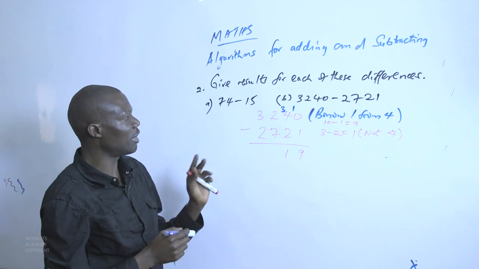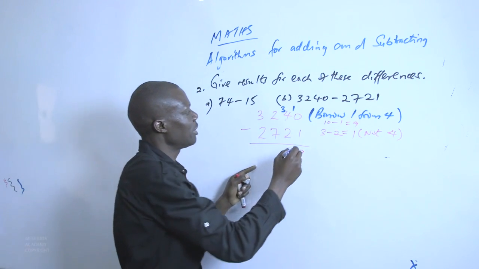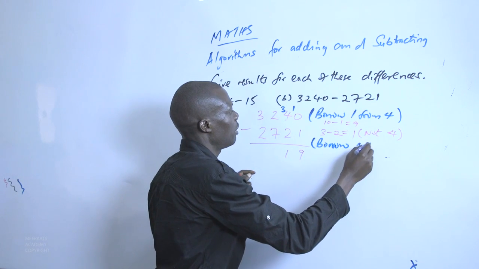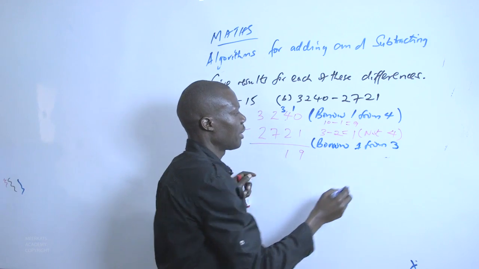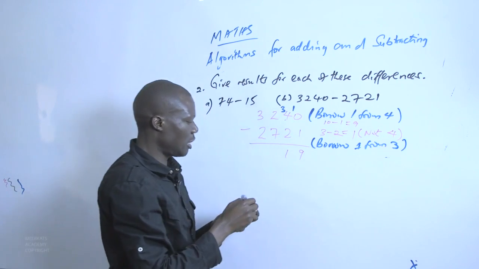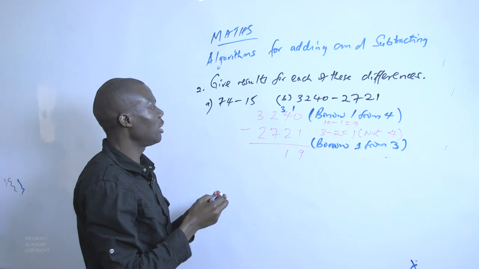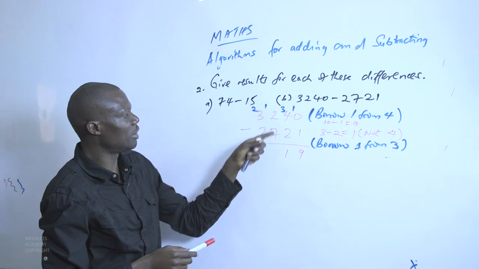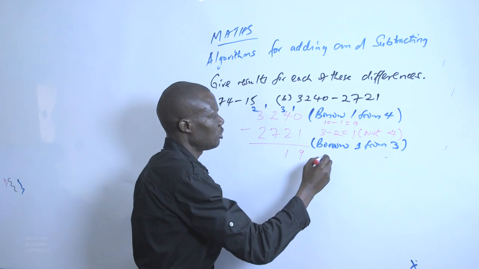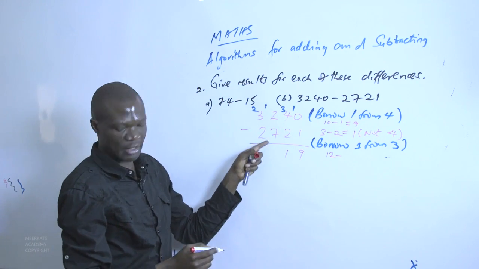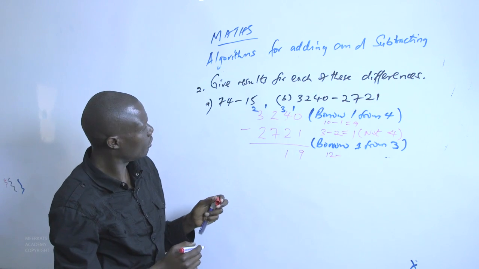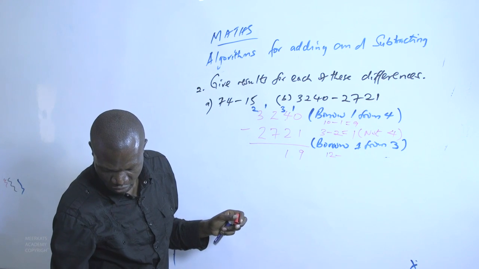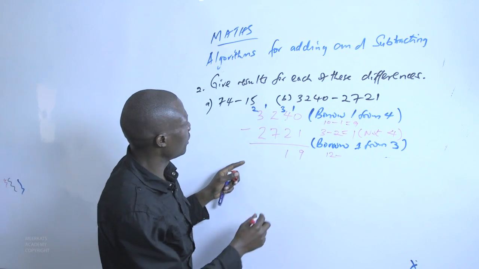Again, 2 is less than 7, which implies that for this particular part, we shall borrow 1 from 3. And when we borrow 1 from 3, then we shall have this one here. We are borrowing 1 from 3. We are remaining with 2. So we are going to have 12 instead of 2. So it will be 12 minus 7.